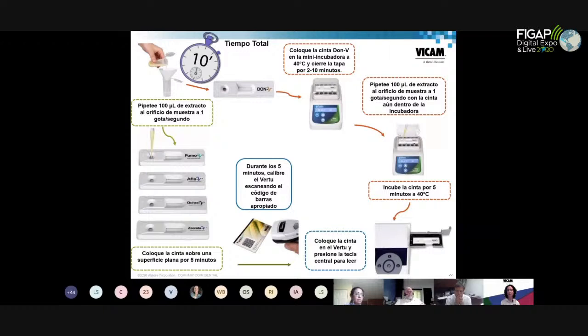And then incubate the strip for 5 minutes and put it in the reader.